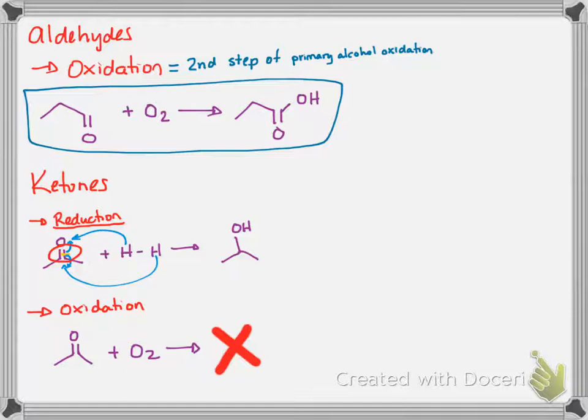This reaction is the opposite of oxidizing a secondary alcohol. Oxidation will go in this direction. Reduction is the opposite. When I oxidize a secondary alcohol, it becomes a ketone. When I reduce a ketone, it will become a secondary alcohol. And if you remember, when I oxidize a secondary alcohol, there's only one step. It becomes a ketone, and then nothing else happens.